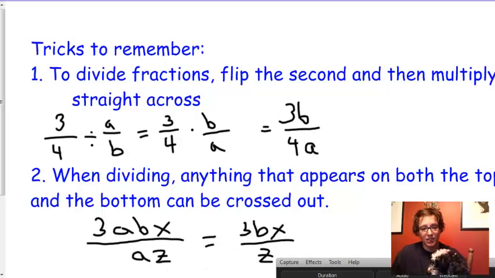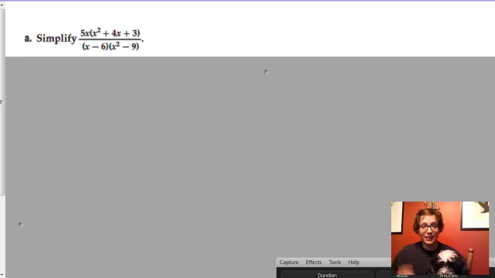So here, first is going to do this one. There's an a on top, an a on the bottom. So you're left with 3b over x equals z. So here's today's lesson. Simplify this expression. Right now, there is nothing on the top that's on the bottom.